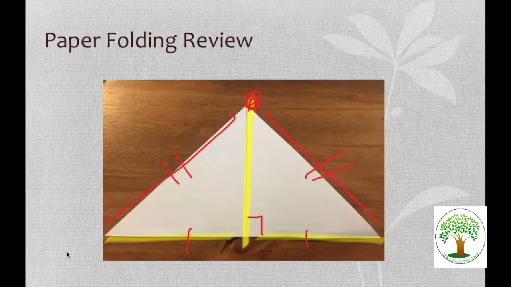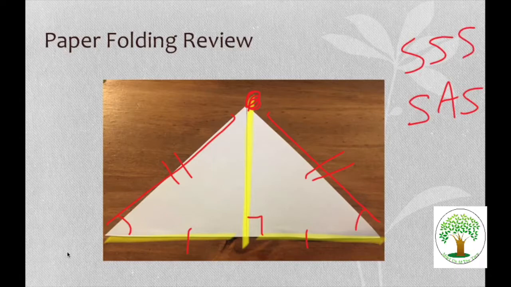Yeah, technically they are. Why? Because they lay on top of each other. And what kind of triangle was that? Isosceles. And what do we know about the base angles of isosceles triangles? They're congruent. So yes, Amy, it could be side, angle, side. We had side, side, side.